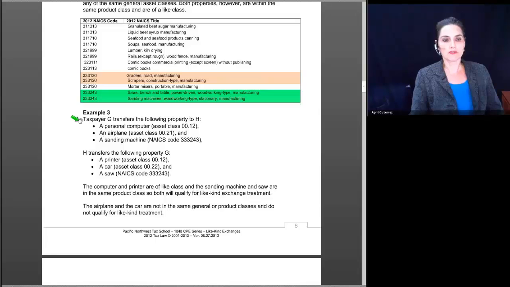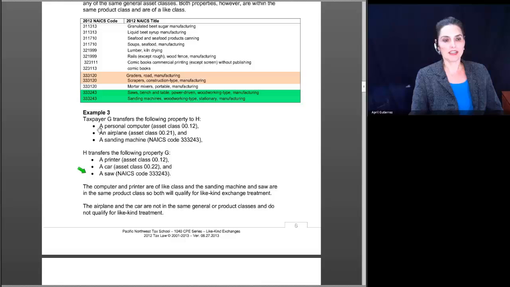Taxpayer G transfers the following property to H: a personal computer in asset class 00.12, an airplane in asset class 00.21, and a sanding machine which has NAICS code 333243. You can see that's this one right here in green. H transfers the following property to G: a printer in asset class 0.12, a car in asset class 0.22, and a saw with NAICS code 333243.